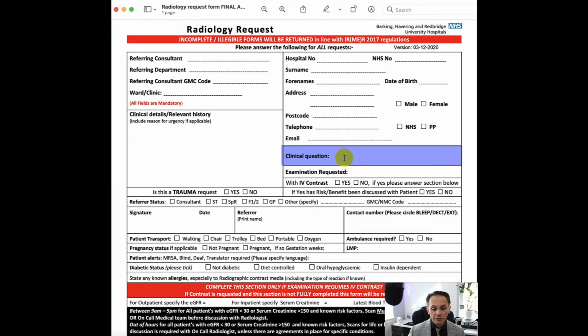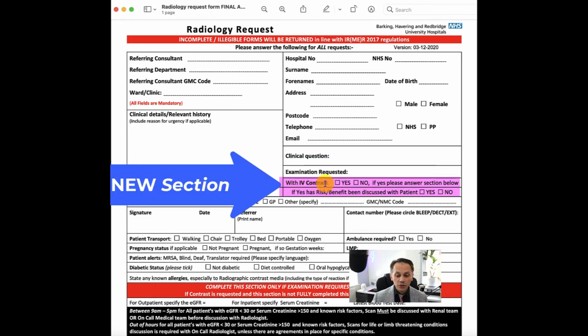Clinical question: it would be helpful to know what your real clinical question is so that we can tailor our radiology protocols, whether it's CT or MRI, to give you the right answer. And here you would write what you would suggest as the required imaging from your point of view to give you the answer. Now this is a new section being added here, whether you think contrast is needed or not.